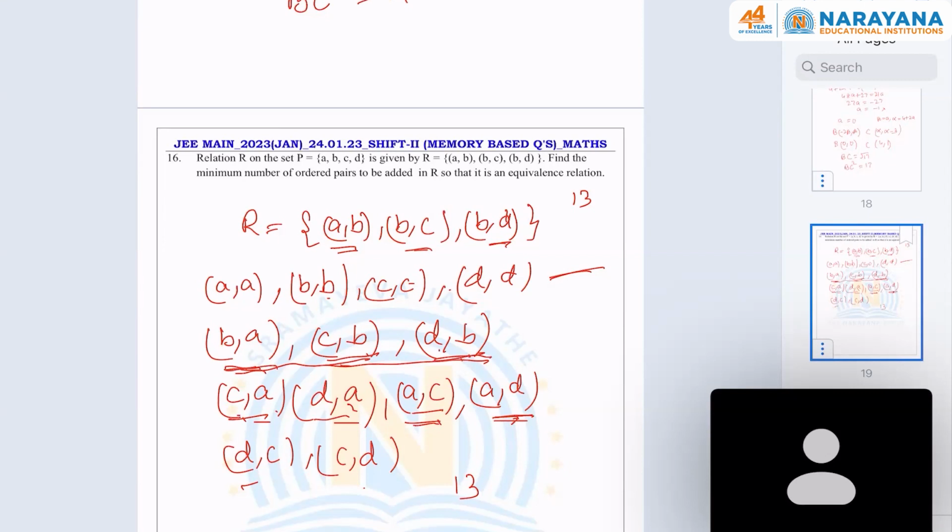So I have to add D comma A also to make it transitive. C comma A, D comma A we have. So I want to make this symmetric, so I have to write A comma C, A comma D. Again, I have to make this transitive. So D comma A comma C means I have to add D comma C, and C comma A comma D means I have to add C comma D. So the total number of ordered pairs I added is equal to 13, to make it an equivalence relation.